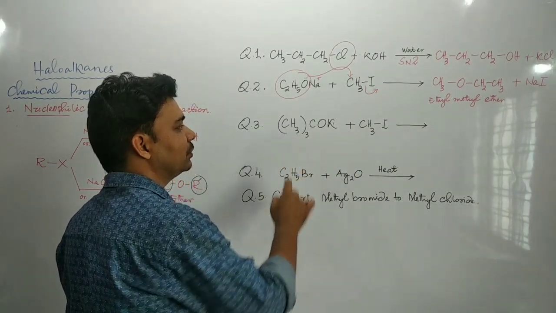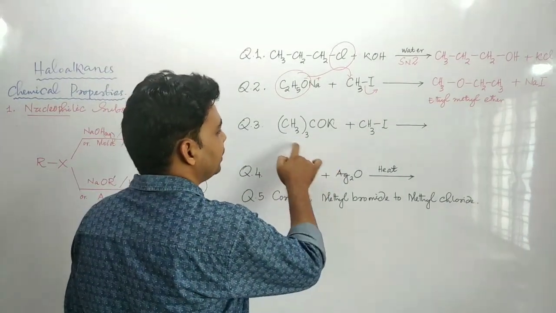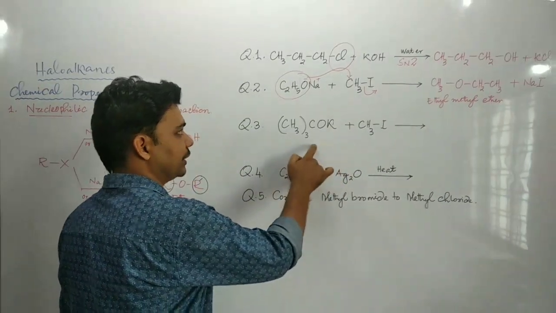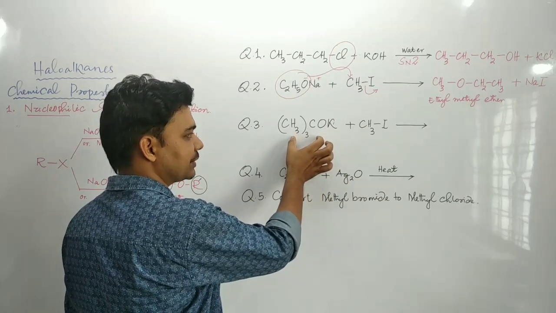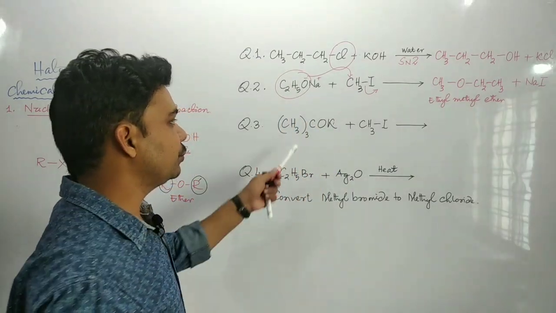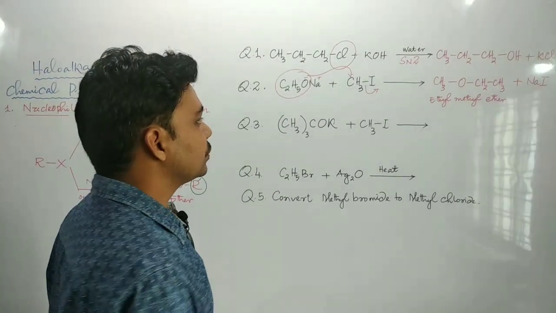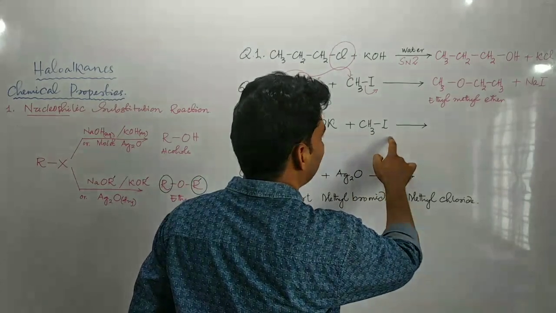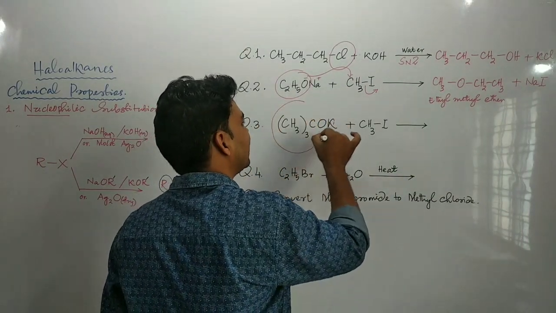alkoxide, where the alkyl group is tertiary butyl. That means it is tertiary butoxide, potassium tertiary butoxide. That was sodium ethoxide. Here it is potassium tertiary butoxide. The tertiary butyl group is there. Here the alkyl group was ethyl. So when potassium tertiary butoxide is treated with methyl iodide, then obviously the nucleophile would be this butoxide ion.